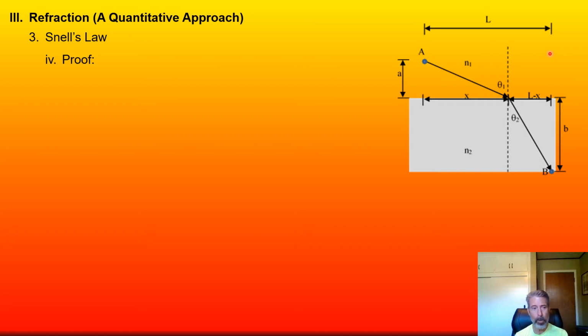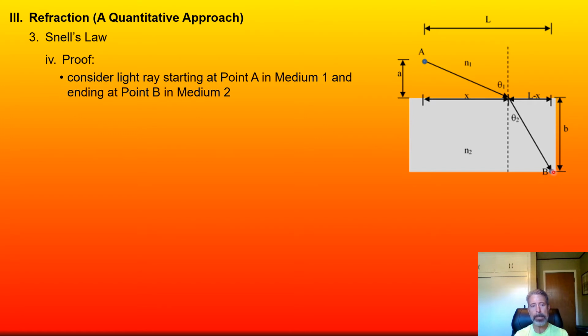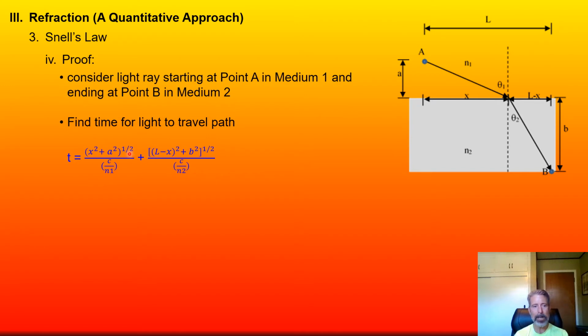So let's quickly go through it. We'll do it quickly this time. Let's consider a light ray starting at point A in medium one and ending at point B in medium two. And we're going to once again start by finding the amount of time it takes for the light to travel this path, from A to the interface, the boundary, and then to B in the new medium. And we've got theta 1 and theta 2, our incident angle and our refracted angle here. The time of travel will, just like we did before, be equal to the distance divided by the speed. The way we get the distance from A to the interface is just by using the Pythagorean theorem. It's exactly the same expression we got when we applied this to the law of reflection. So the distance is just the hypotenuse of this side of the right triangle here.